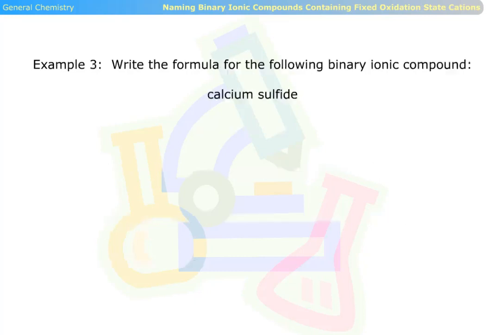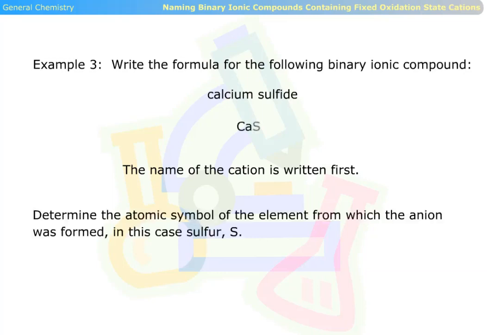Example 3. Write the formula for the following binary ionic compound. Calcium sulfide. The name of the cation is written first. Determine the atomic symbol of the element from which the anion was formed, in this case sulfur, S. So the formula is CaS.